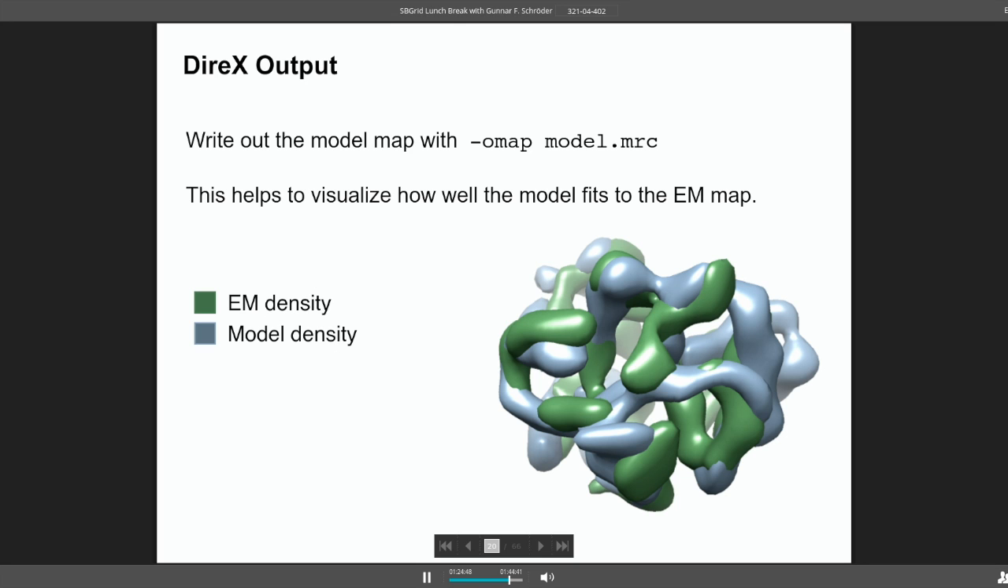I also find it usually very helpful to look at the model map, because this is what is fitted in the end. You optimize the agreement of the model map to the target map, so you can also write out the model map directly.